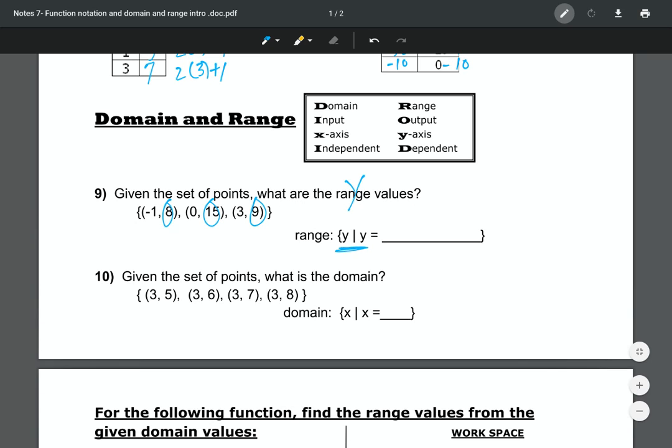So when you're listing the domain and range, it's good to list these in numerical order. You don't have to list them according to how they appear with the ordered pair. So I would list 8, 9, 15. On number 10, it says, given the set of points, what is the domain? Domain is the x. So that would be all of the x values. But if you notice, they all repeat. So anytime the domain or range repeats, you only need to list it one time.